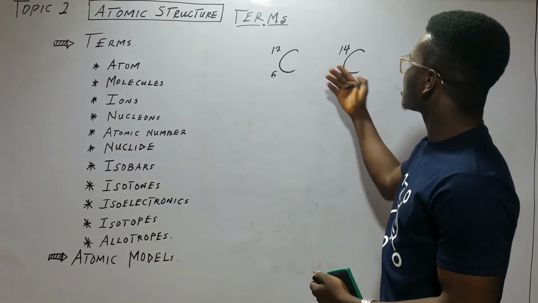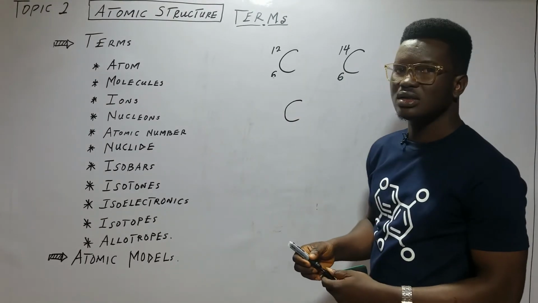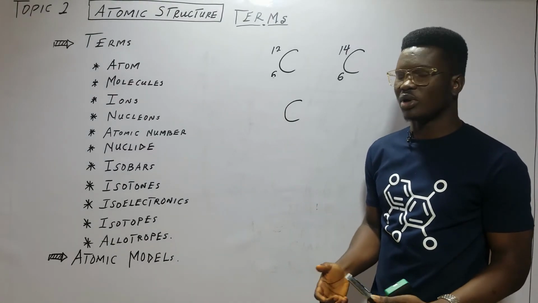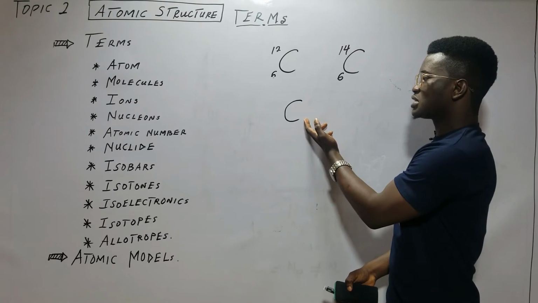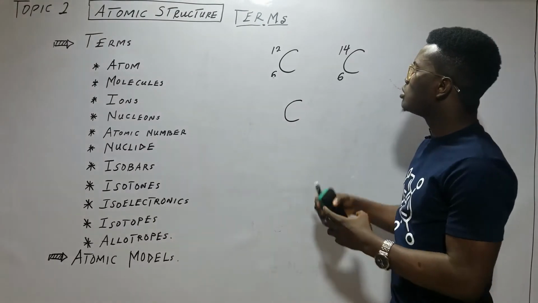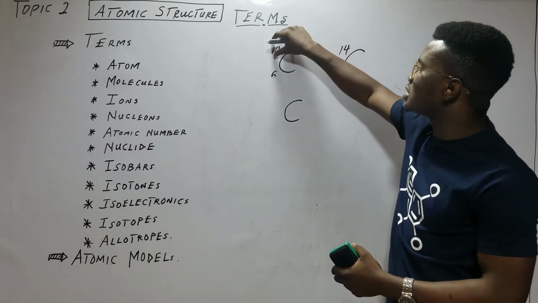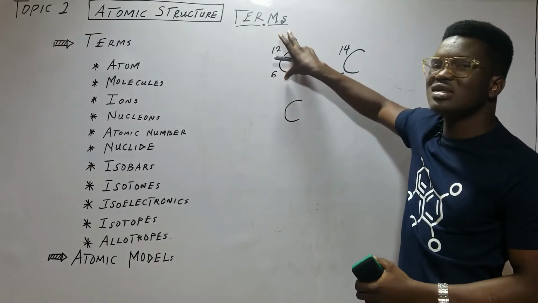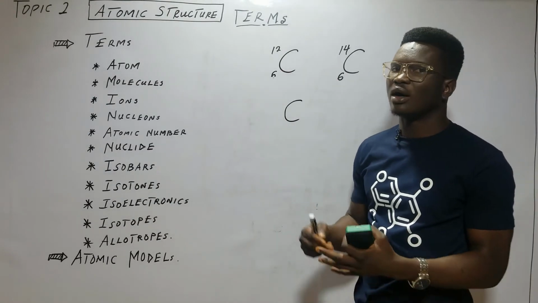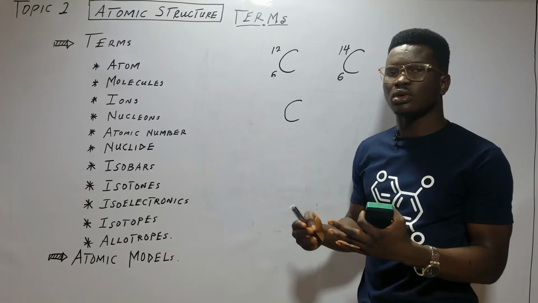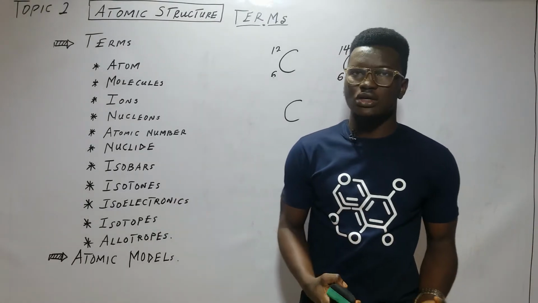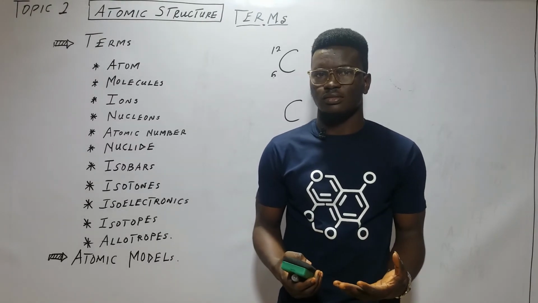Now, if I write an atom like this, it is not indicating the mass number, nor the atomic number. That means I do not know the composition of this atom. But when you look at the one indicating the mass number and atomic number, these are called nuclides. So an atom with a specific mass number and atomic number that you know is called a nuclide.